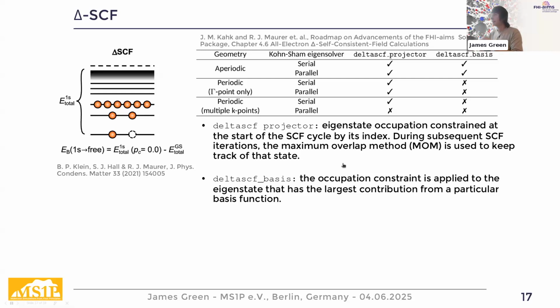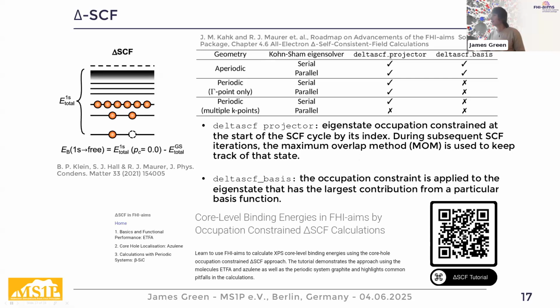In the delta SCF basis, rather, a particular basis function is specified to have a particular occupation, and this is quite useful for, for example, deep core levels where the eigenstate has essentially contribution from just one basis function. So really, depending on the system you're interested in studying, you choose one or the other of these keywords. And this is mainly implementation work from Reinhard Maurer's group, as well as Matthias Kick. And there is also a tutorial for delta SCF available.